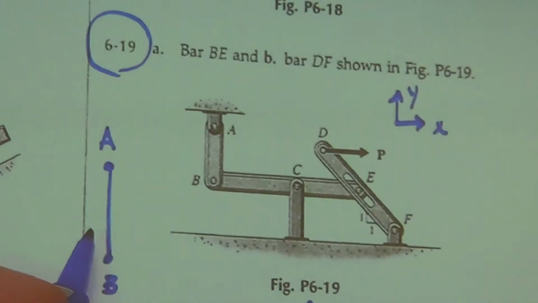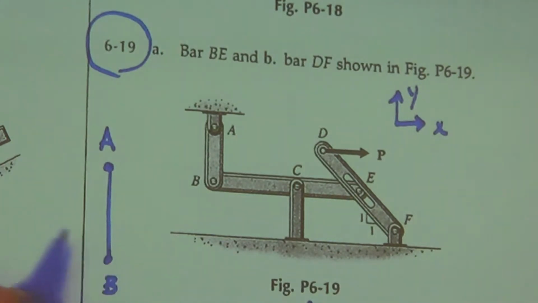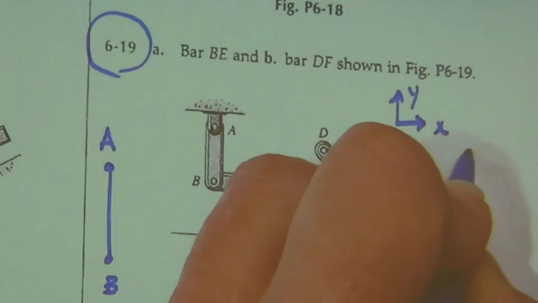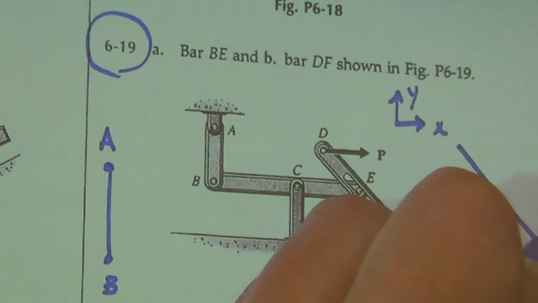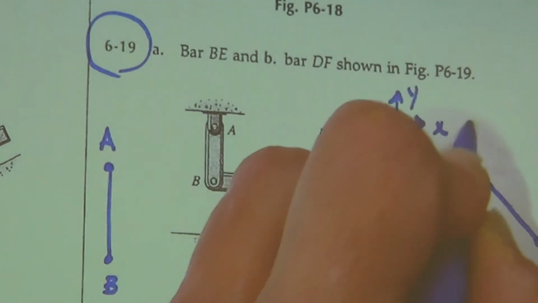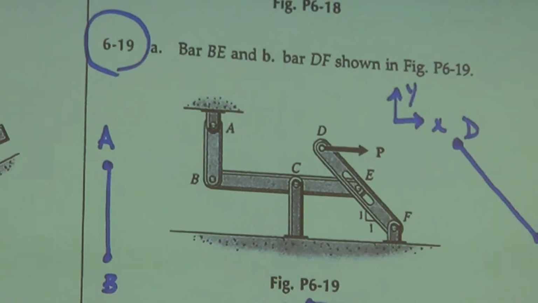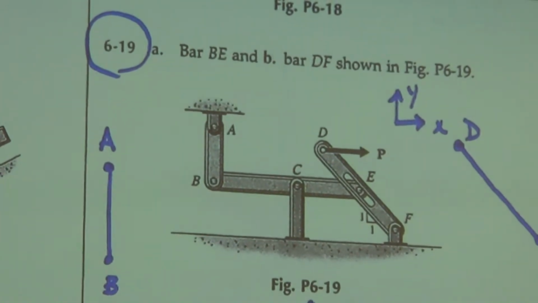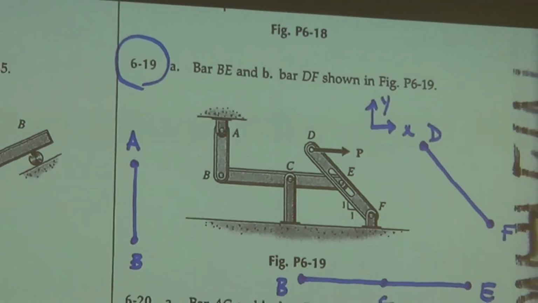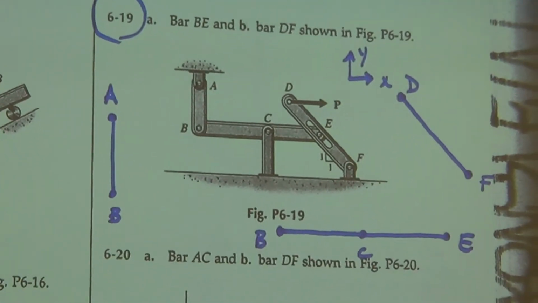Oh, okay. Well, let's draw it anyway. Good point. Sorry. They want you to draw a DF. So let's draw free body diagrams of all four of those bars.